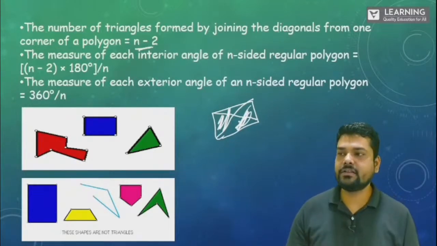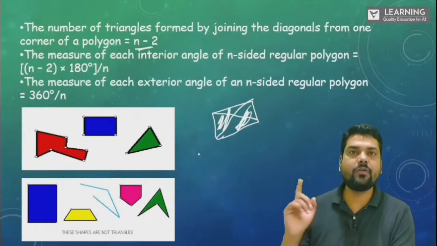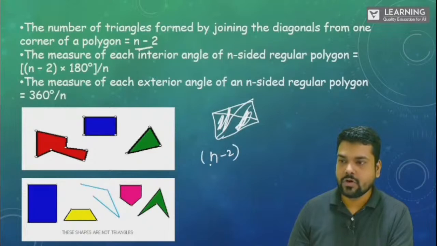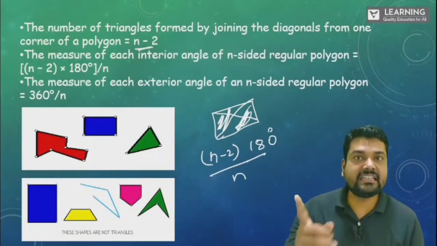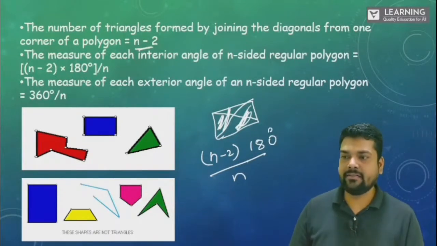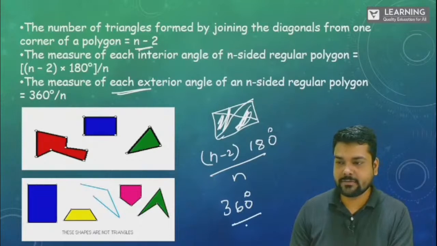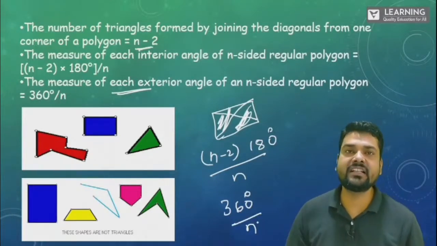Now moving ahead, we have the measure of each interior angle. How can we measure it? First of all, we find the sum of the angles, that is (n minus 2) into 180. And if we divide this (n minus 2) into 180 by n, we'll get each interior angle. And finally the measure of each exterior angle. Exterior angle will be 360 degrees divided by n. So the measure of each exterior angle can be found using this particular formula.